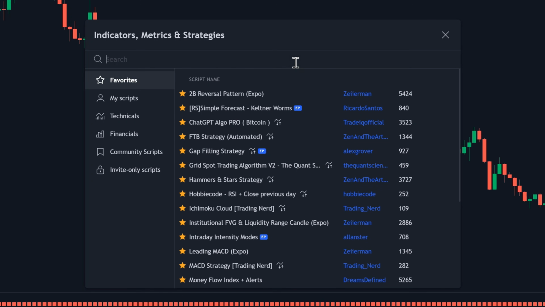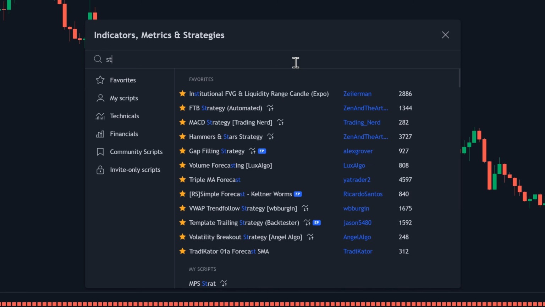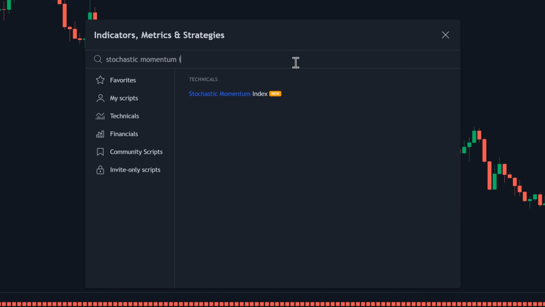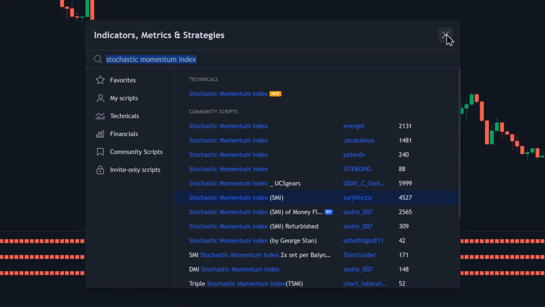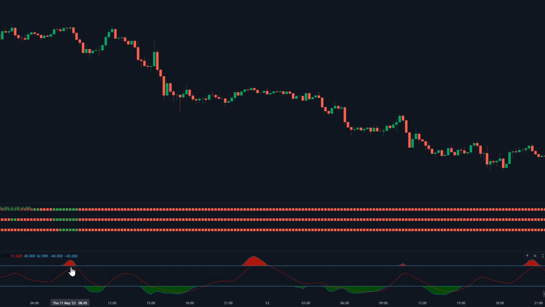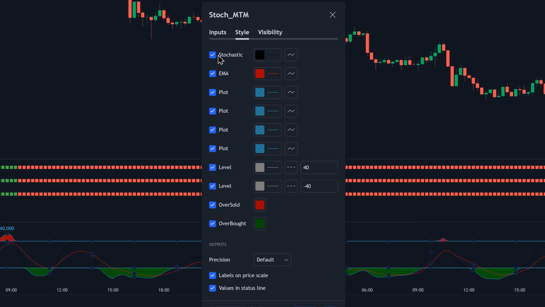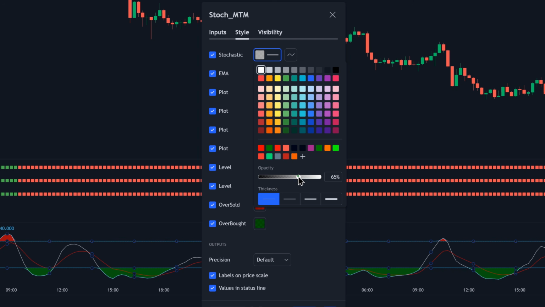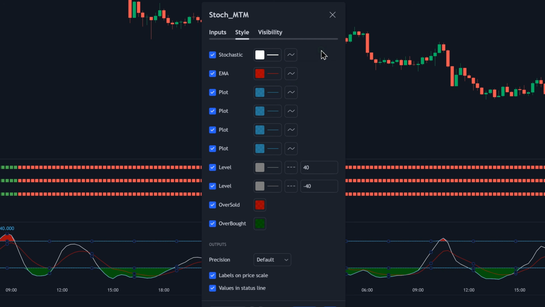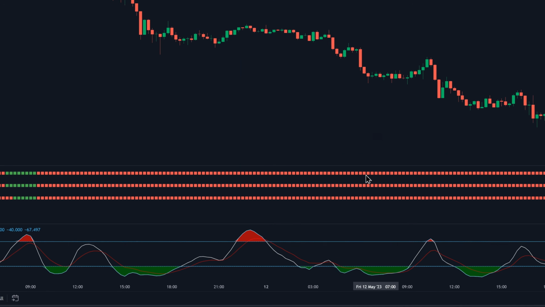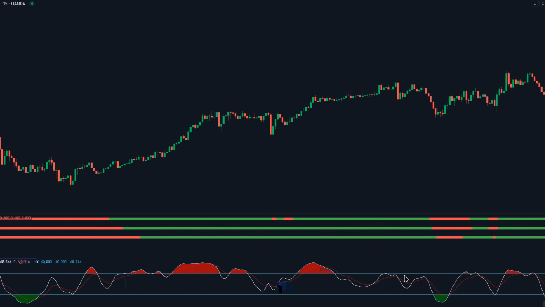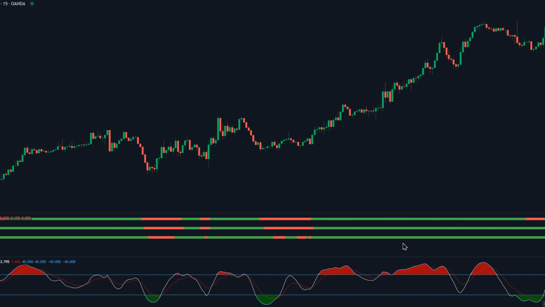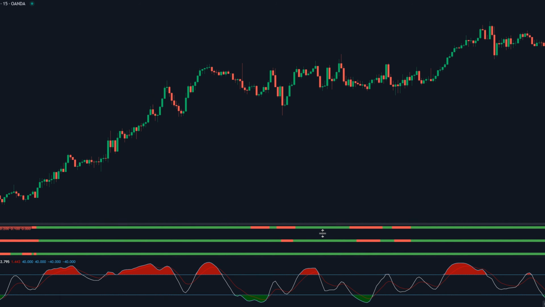On the Indicator Search tab, type in Stochastic Momentum Index, and you're gonna select this one created by this guy. Next, double-click on it so we can change some settings. On the Style tab, you want to change the stochastic color to white, increase the opacity to 100%, and then click OK. Now that we have 2 indicators on our chart, you may be thinking, what is the purpose of the Stochastic Momentum Index? Well, this indicator is actually super useful in this strategy, and I'm gonna tell you how we're gonna use it in a bit.